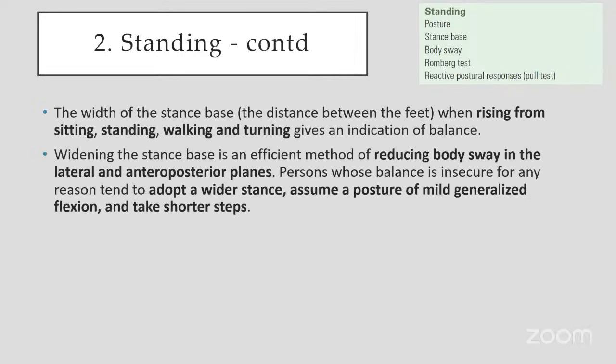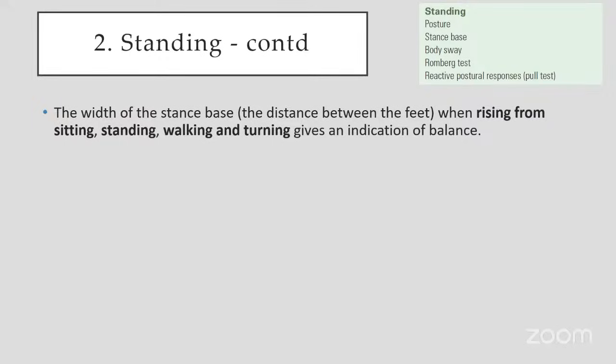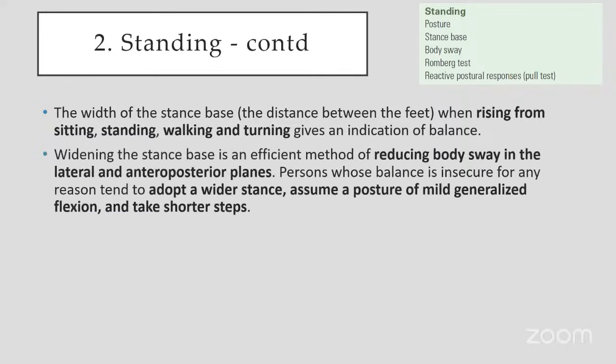And continuing with standing, the width of the stance base. This is the distance between the feet when rising from sitting, standing, walking, and turning. It gives an indication of the balance, which is normally 5 to 10 centimeters. If it is more than 15, we consider it widening. Widening is an efficient method of reducing body sway in the lateral and anteroposterior planes. A person whose balance is insecure for any reason tends to adopt a wider stance, assume a posture of mild generalized flexion, and take shorter steps.